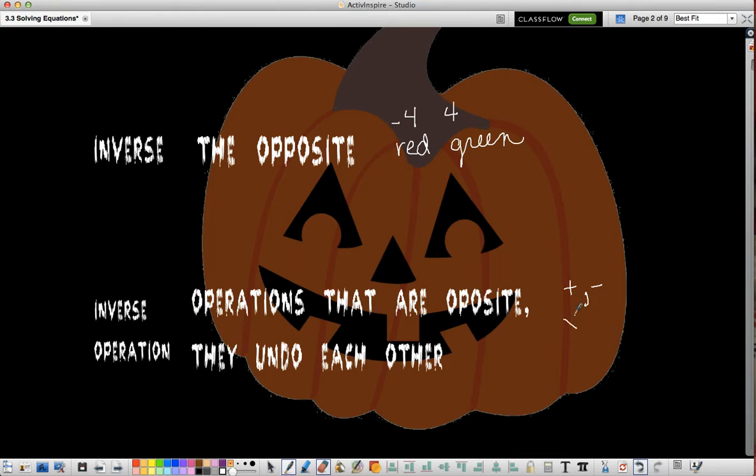Okay, and then you also have multiplication and division that are inverse operations. And you also have squaring numbers and square rooting numbers. And there are plenty of other options that we have here, but just for now, we are going to really focus on these first two.